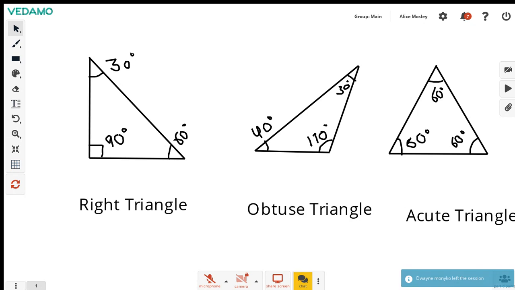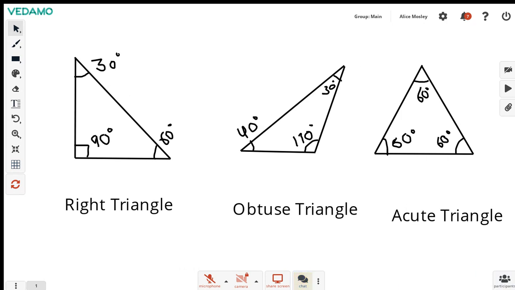So notice here that I found 90 degrees. Okay, Mr. Dwayne, I hope you can hear me now. Mr. Dwayne, can you hear me? Yeah, I can hear you now. I don't know, I ended up losing you. Okay, that's good. We are just talking about the three types of triangle according to angles. Okay, I got it written down.